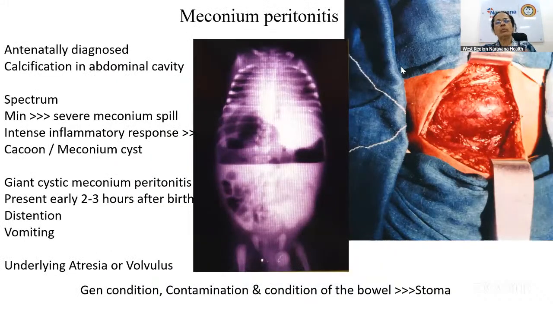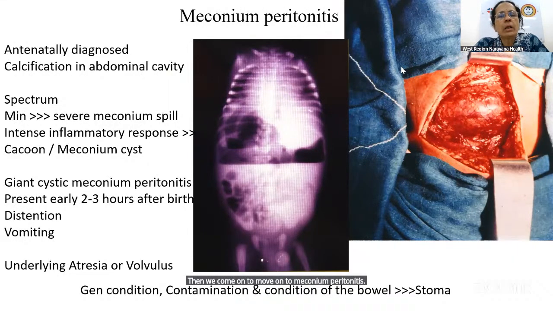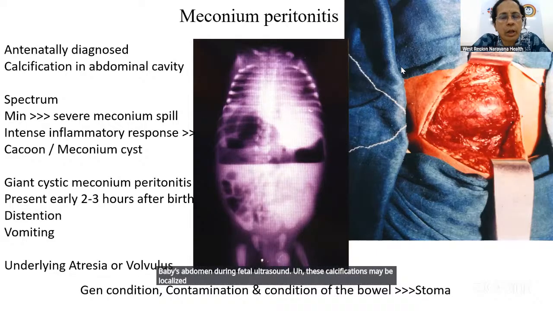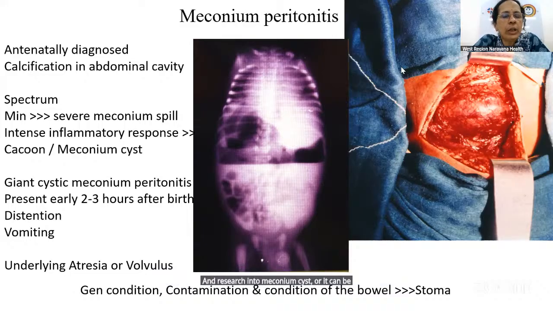Then we move on to meconium peritonitis. Many of these are antenatally diagnosed as calcifications are found in the baby's abdomen during fetal ultrasound. These calcifications may be localized to one segment if a small perforation has been sealed off and results in a meconium cyst, or it can be a very massive perforation where the entire greater sac becomes a big giant cyst. How do you identify big giant cysts?